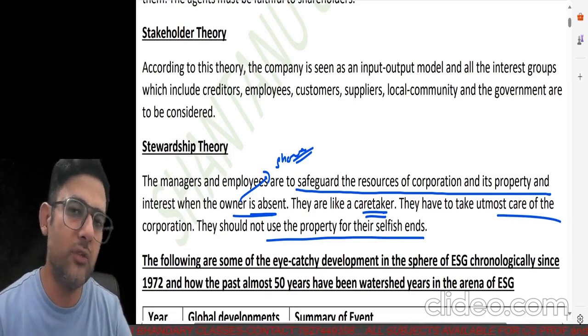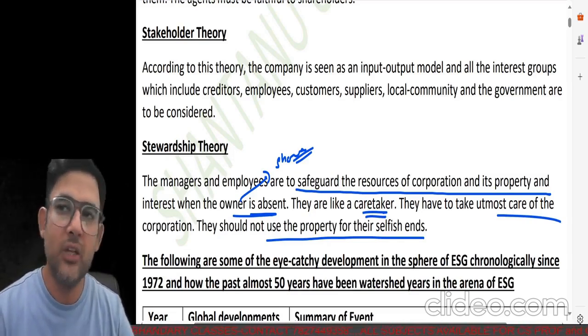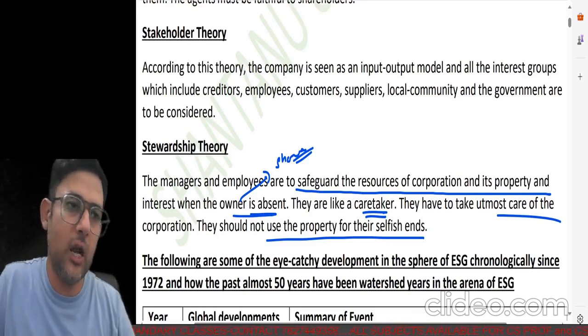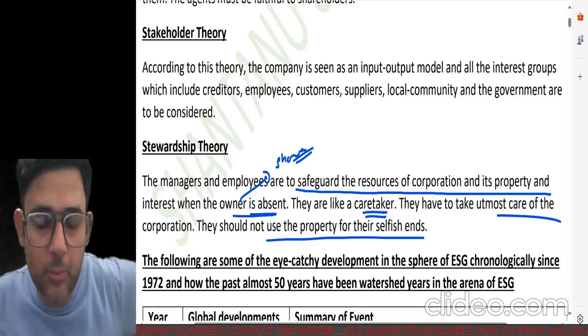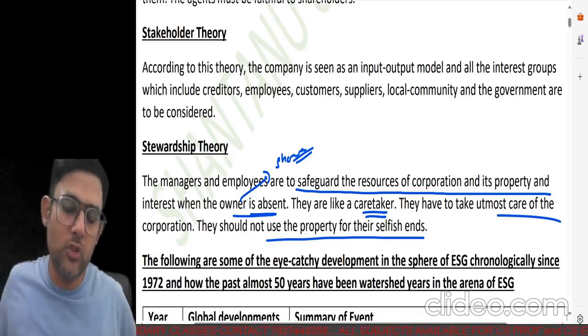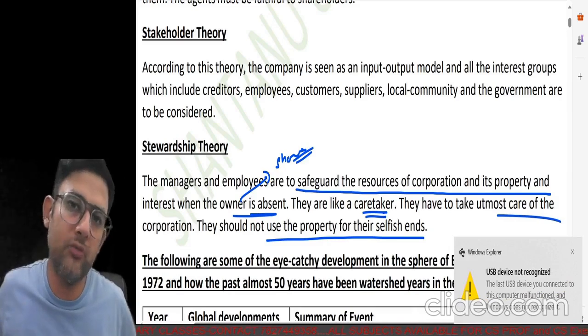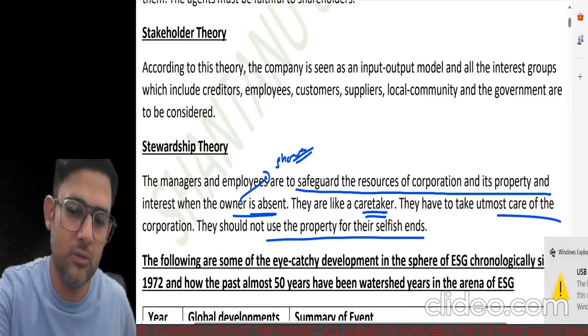And the last one, stewardship theory, means caretaker. So it says the directors or the managers are the caretakers of the company and its property. It's not their property, it's the property of the owners, which is obviously the shareholders. So the directors need not use that particular property for their own use. That's what has been mentioned here.